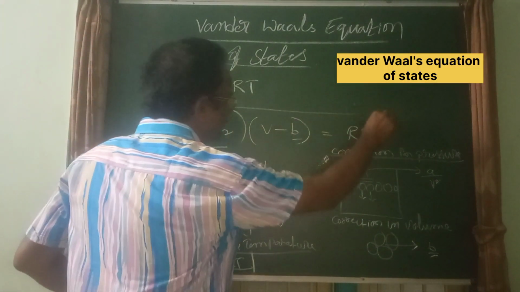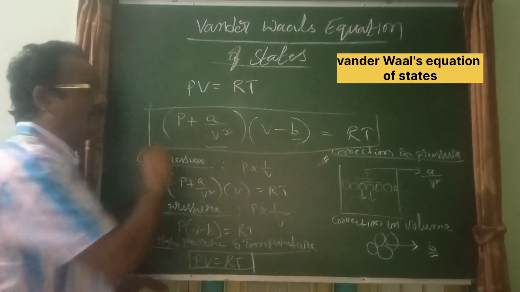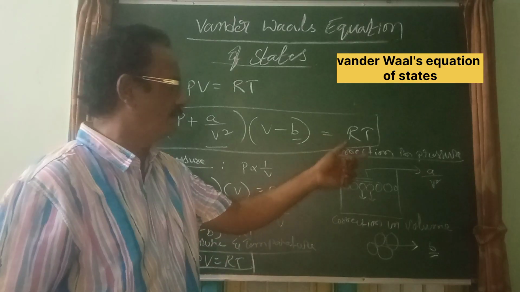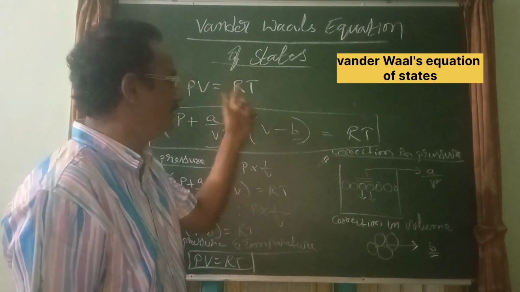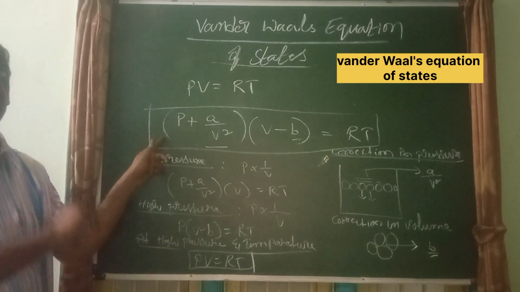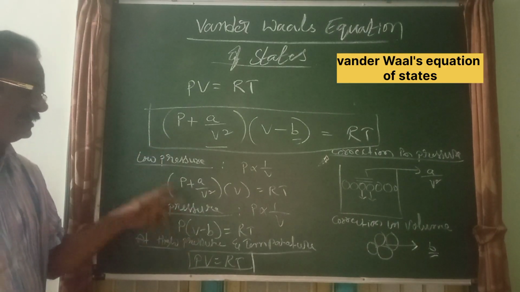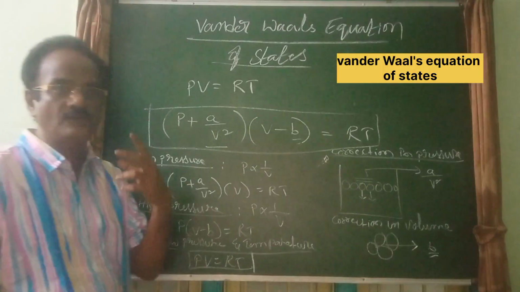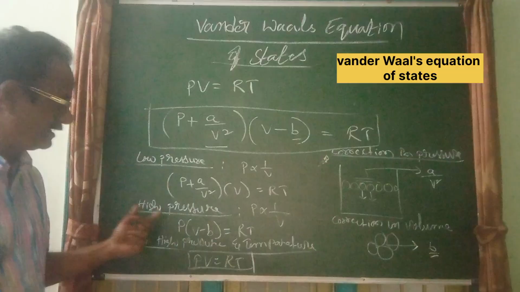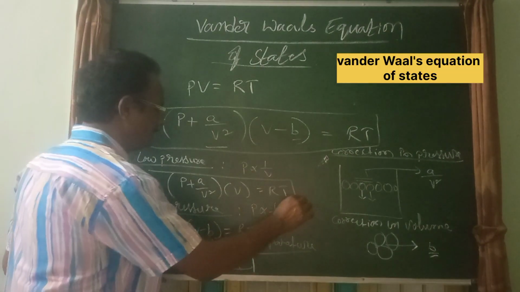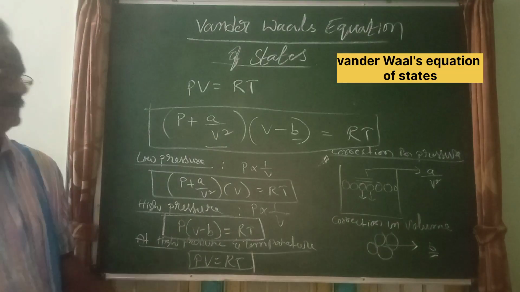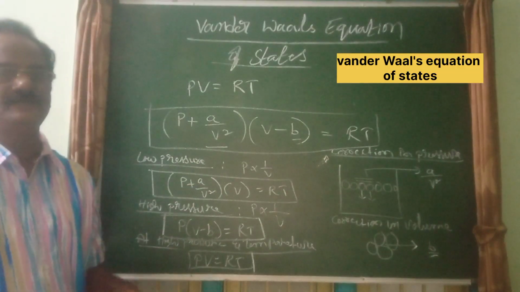This equation is said to be the Van der Waals equation of state. How was this equation derived? By correcting the pressure and volume in the ideal gas equation, Van der Waals derived this equation. Is it clear? So when we have studied and considered it under different conditions, at low pressure and high pressure, the Van der Waals equation can be written like this. Okay, so this is about the Van der Waals equation of state.